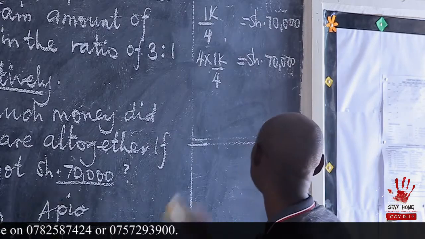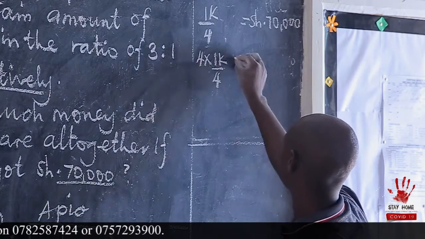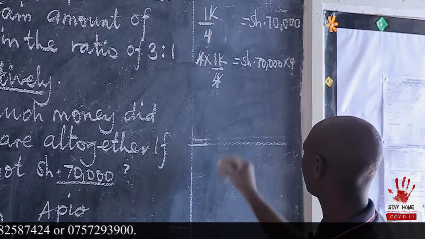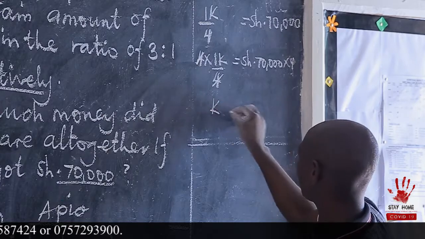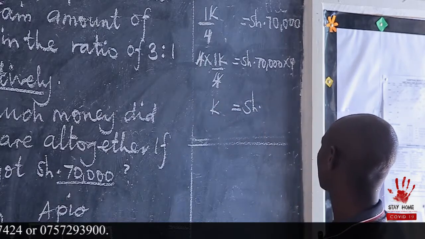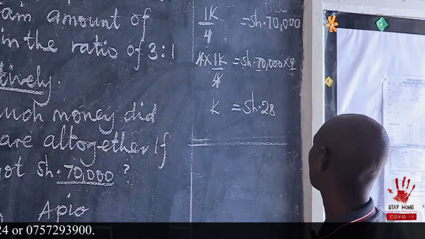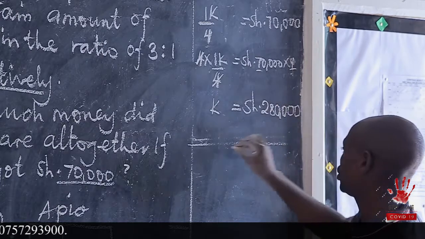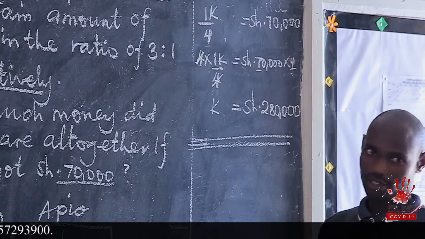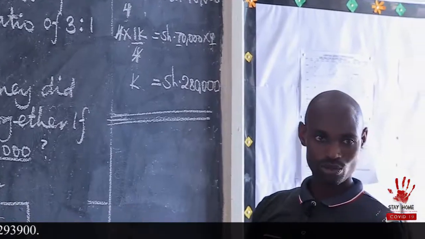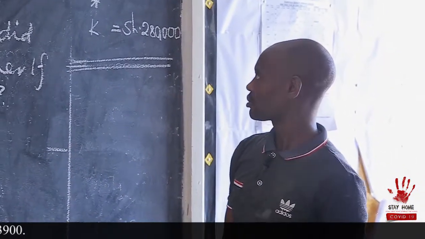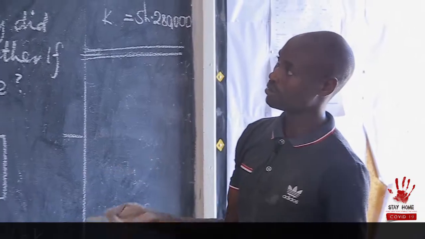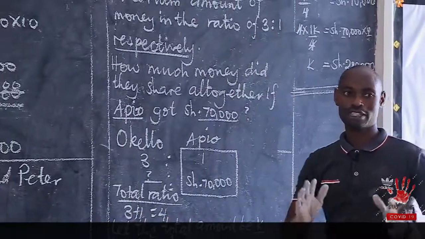Then again, multiplied by 4 times 4. Then this one will cancel with that, I remain with 1K, which is mathematically written as K, which will give us 4 times this one, we are getting 28. Then plus how many zeros? 4 zeros, that is 280,000 shillings. Therefore, when I give you what one person got, and I want you to get the total, still, we follow the same procedures as you have seen in example number 1, number 2, up to example number 3.